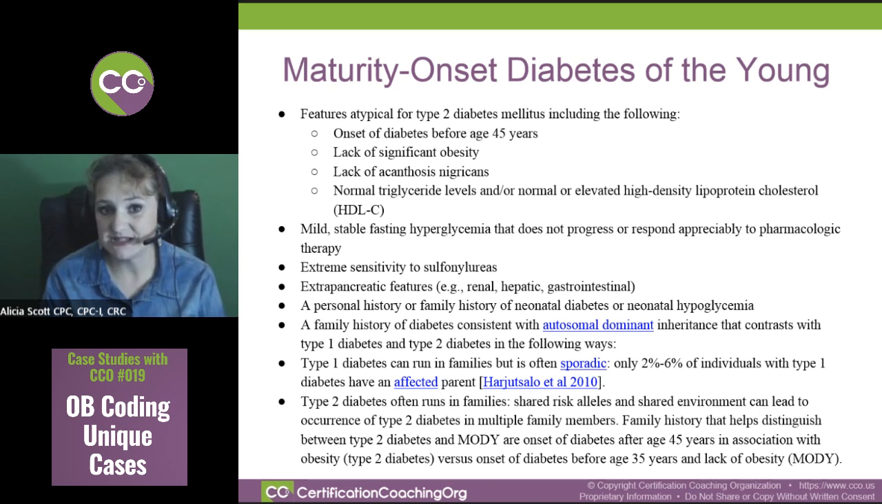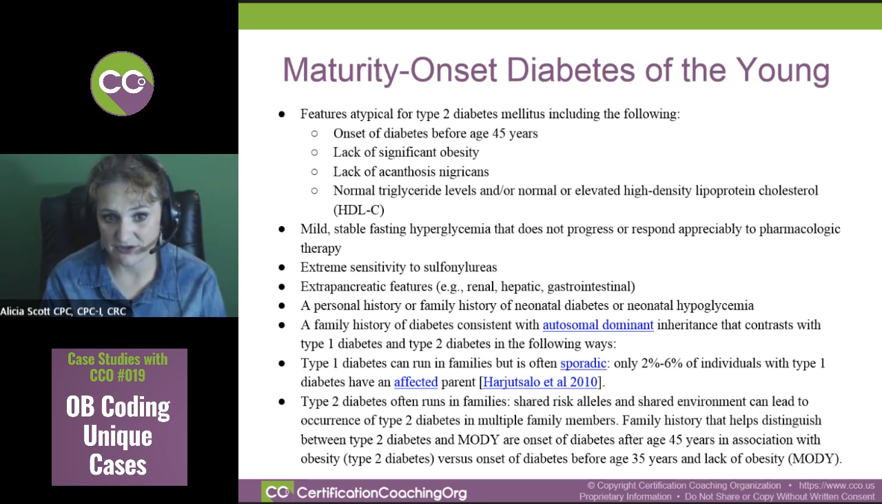Lack of significant obesity, another classic case for type 2 diabetes. When you have somebody that says they're pre-diabetic, then that usually means that they're obese. It's just a sign and symptom that goes together. Lack of acanthosis nigricans, and quite honestly, you can go look that up because I don't know much about that. It is not something that is talked about very often.